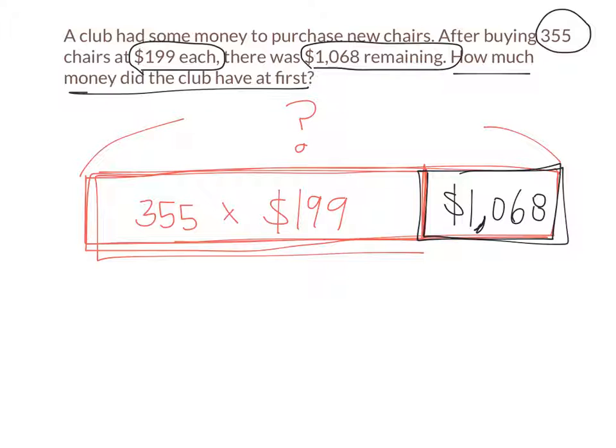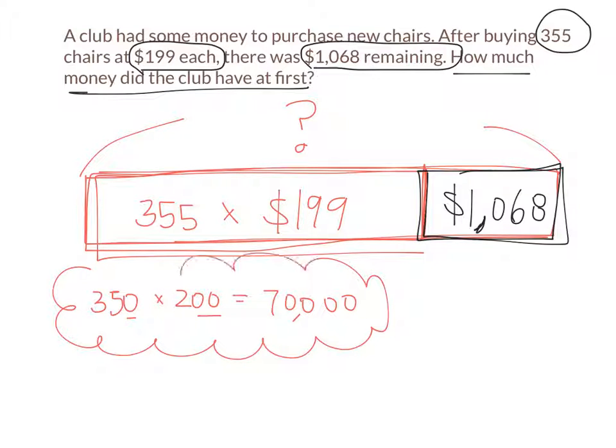But before we do that, let's use estimation to find out about how much they spent on chairs. So 355 is pretty close to what number? Okay, let's do 350. And 199 is pretty close to what number? 200. So we can estimate that. What's 35 times 2? 70. And then we have to add 1, 2, 3 more zeros. So we can estimate that they spent about $70,000 on chairs, right?